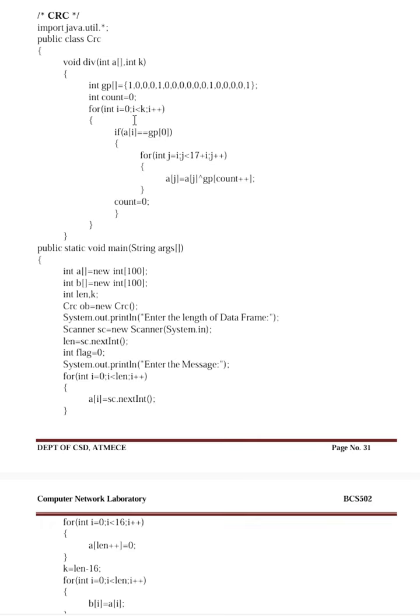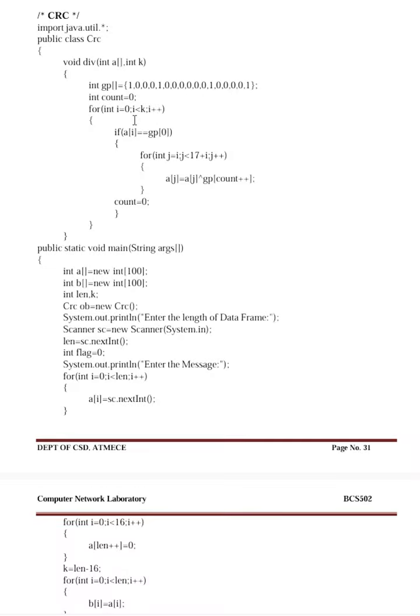Import java.util.*. This means it imports utility classes that you make use of for input or output or data handling. The next step is public class CRC. This will define a class named CRC. Inside, you can implement CRC logic like encoding or checking.